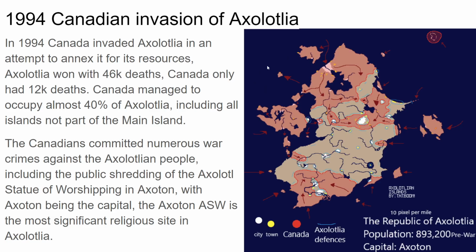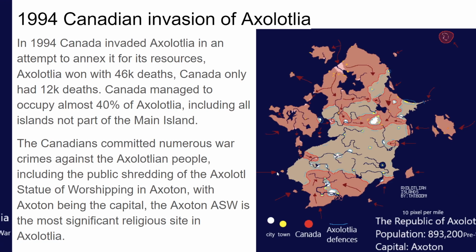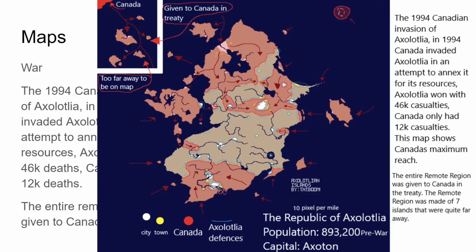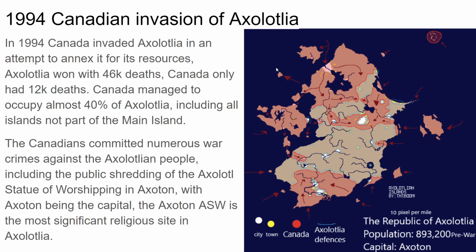So yeah, I fixed the big problem there, cropped it out a little bit, because actually this had a lot more stuff over here, and I'll show you that too. I made this slide before the slideshow, which is why there's stuff over here. It's actually the exact same stuff as over here, except the remote region was made of 7 islands that were quite far away. So yeah, it's just dumb. It's just a bad slide in general, because I had to crop that out, and now here's the new refined version.